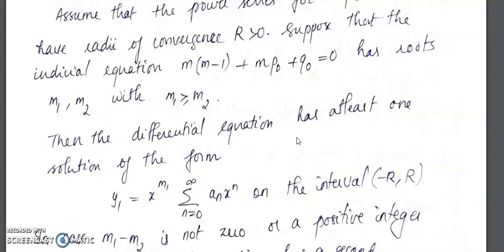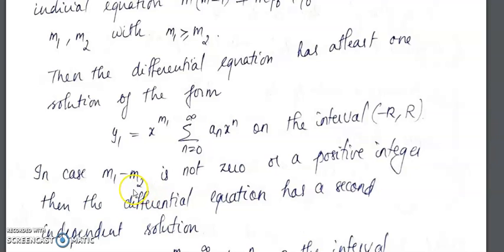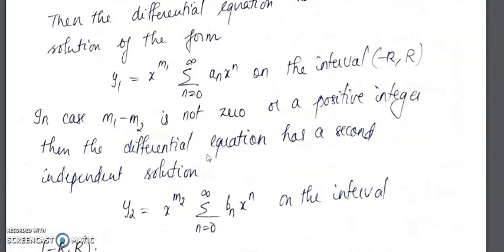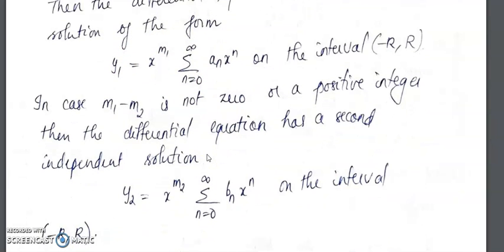The second solution will occur particularly when m1 minus m2 is not 0 or a positive integer. So when it is 0 or a positive integer, in that case you will have only a single solution of this form. So that is the theory behind the method of Frobenius. That's how we obtain the general indicial equation and the solution. And in the next session we will look at a few problems based on this theory.